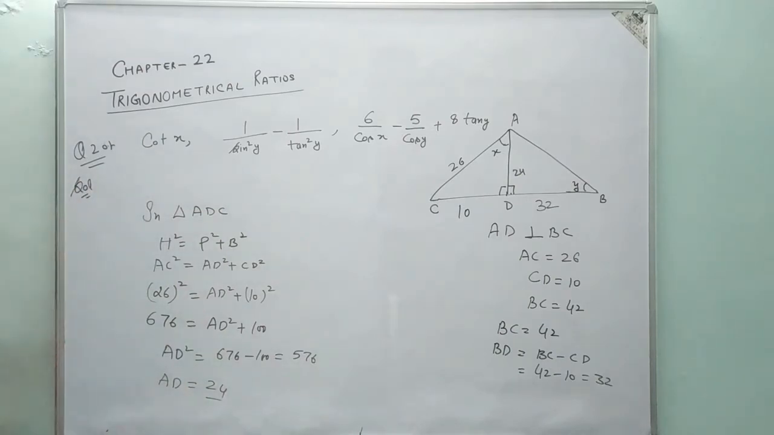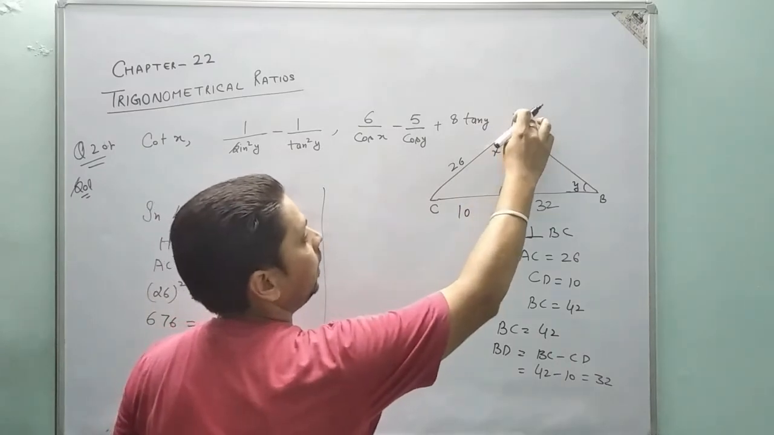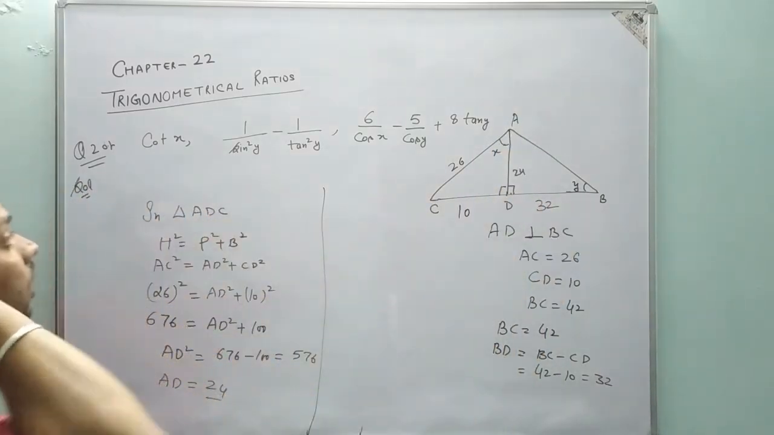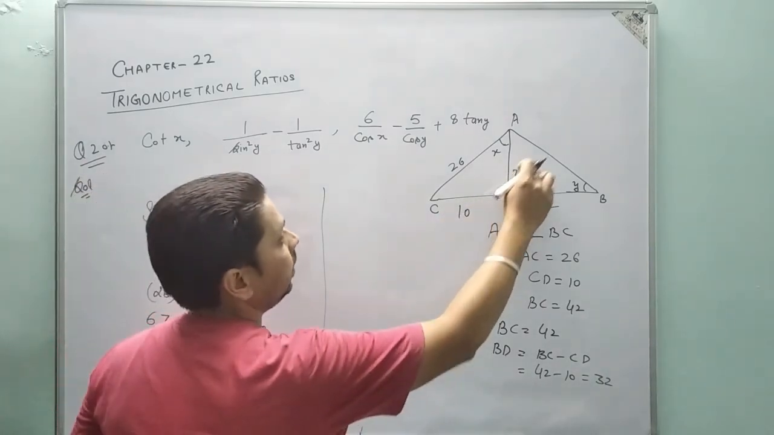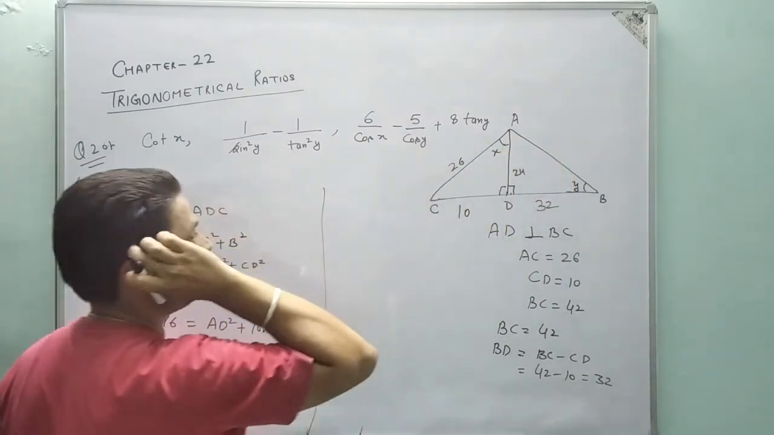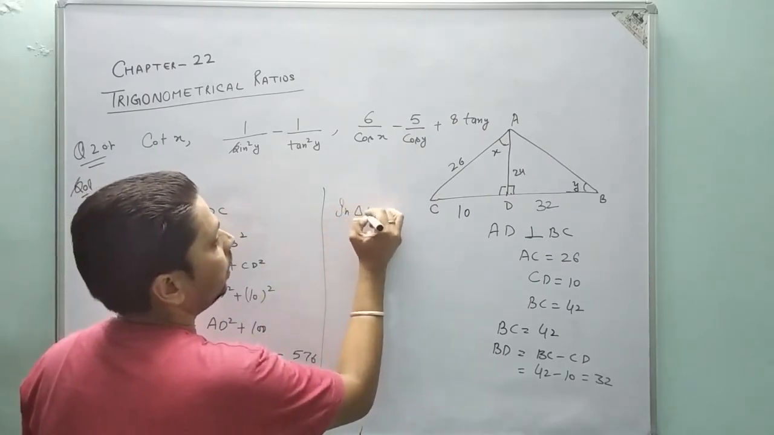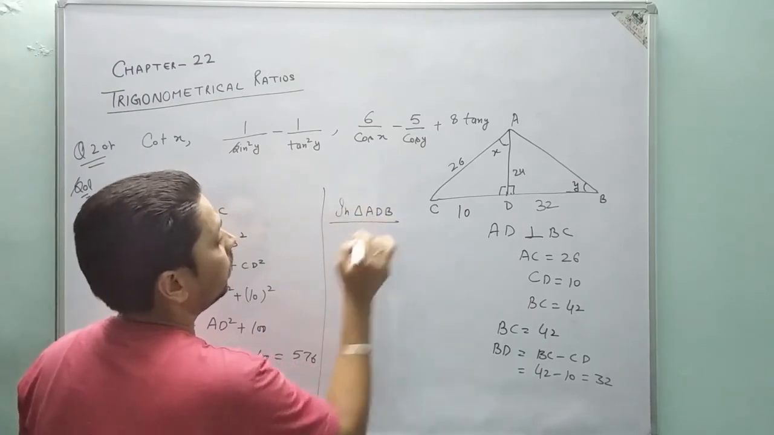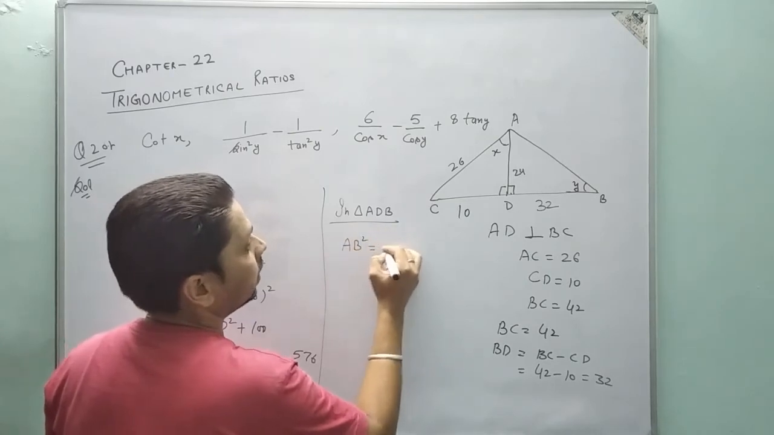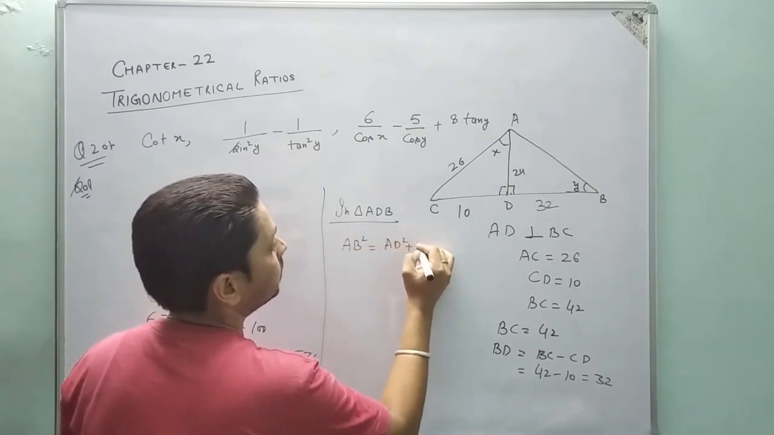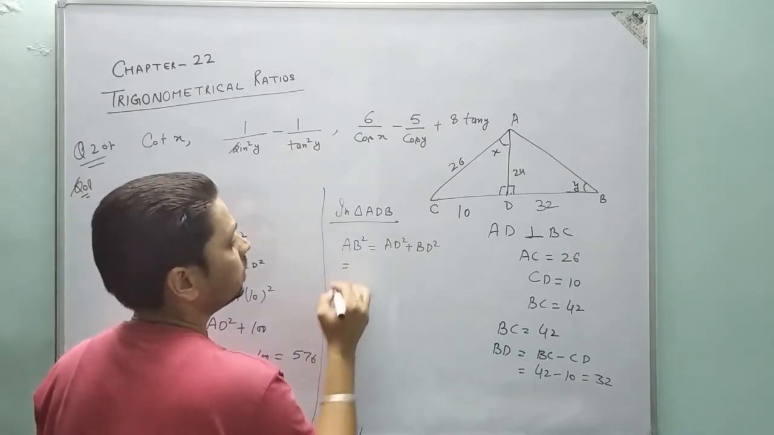Now we are going to take triangle ADB, where we have the 90 degree angle. This will be your hypotenuse and this will be your perpendicular. So in triangle ADB, we have AB square is equal to AD square plus BD square. AB is what we have to find.